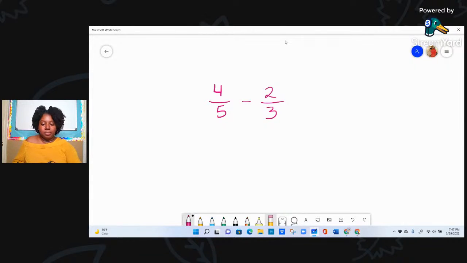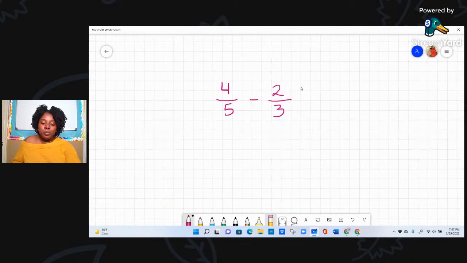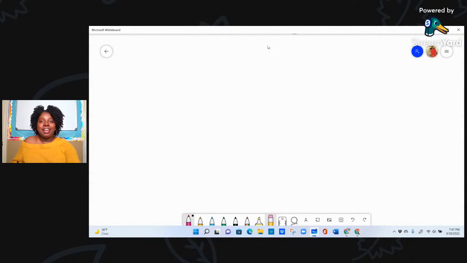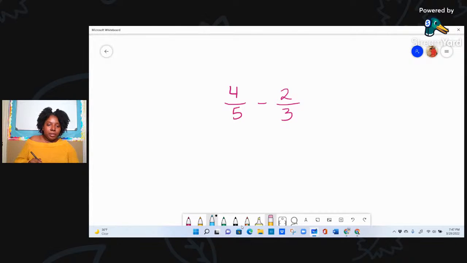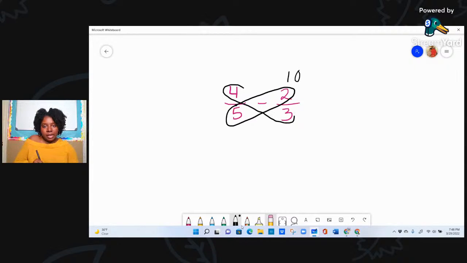4/5 minus 2/3. Okay. So the first way, a lot of my students love this way. Because if you struggle with just finding a common denominator, this might be the way to go for you. So we're going to do the butterfly method. Okay. Where we do 5 times 2, which is 10. 4 times 3. See, it's starting to look like a butterfly, which is 12. And there was a subtraction sign in the middle. Okay. And then we make a little thing right there.